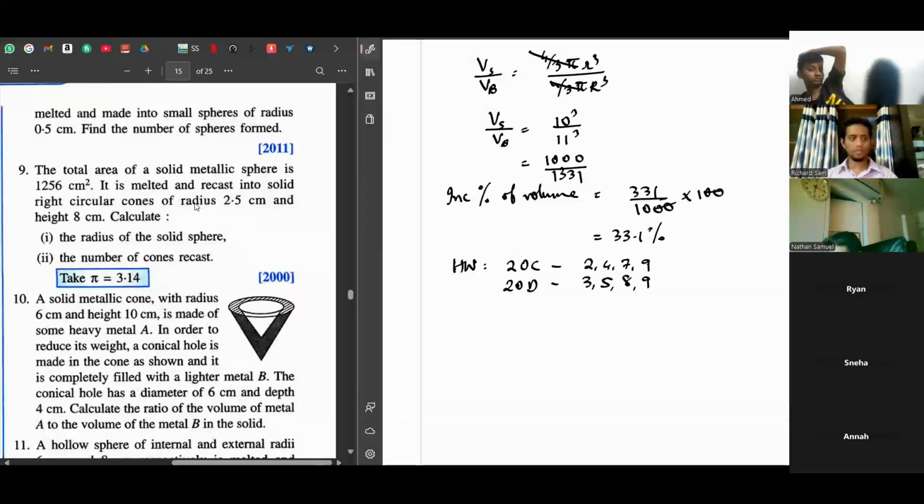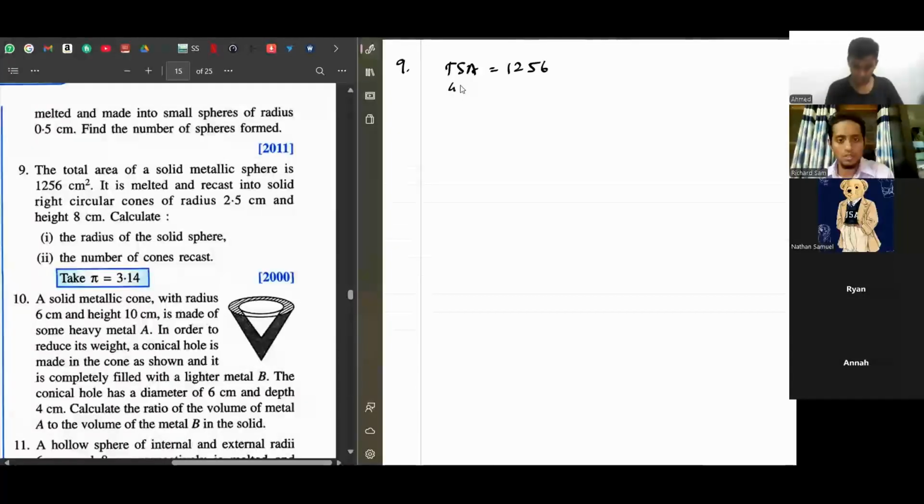Okay, all of you just do this 9th question now. A metallic sphere is melted and made into a cone, so it's a combination of sphere and cone. Do this question right now. 4 pi r square is equal to 1256. So we have to take pi as 3.14.